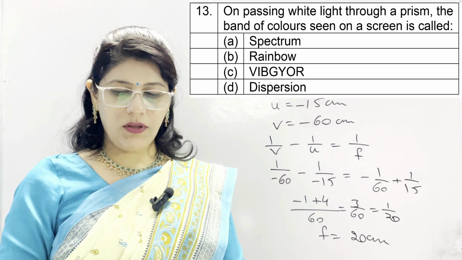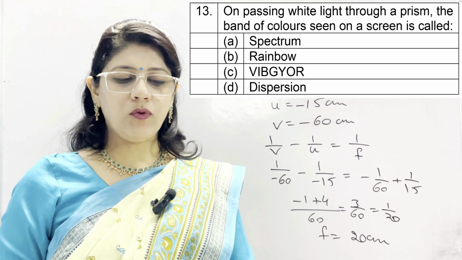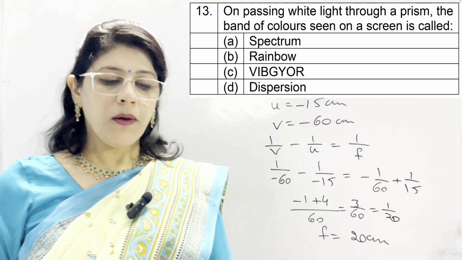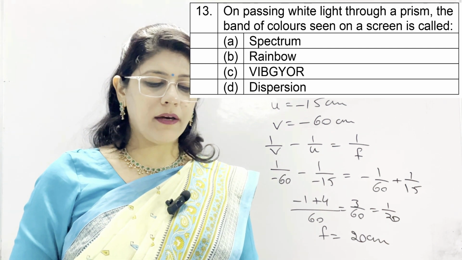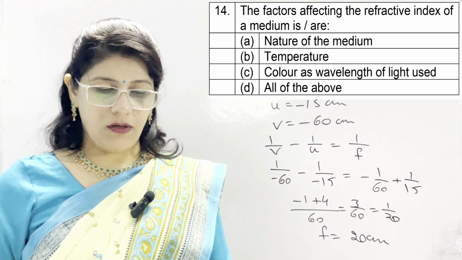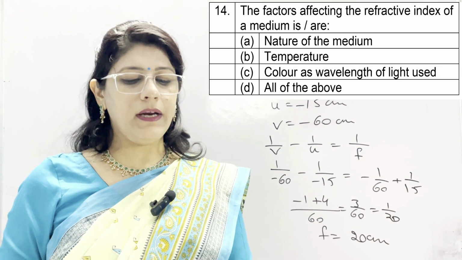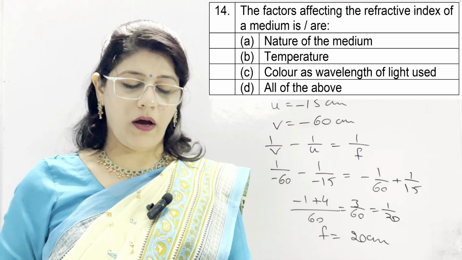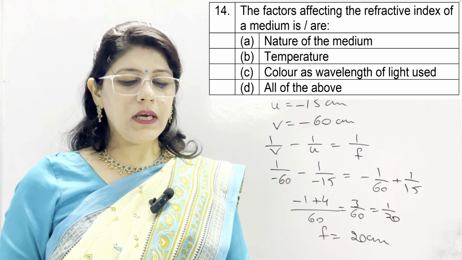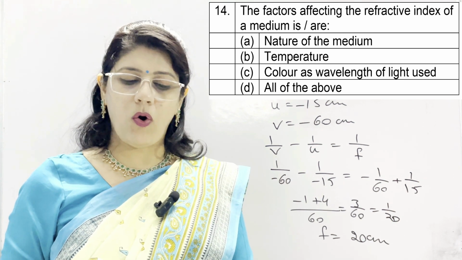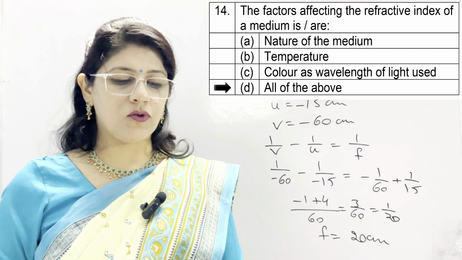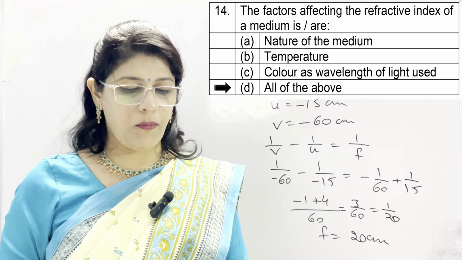Now coming to question number 13, on passing white light through a prism, the band of color seen on a screen is called A spectrum, B rainbow, C Vibgyor, and D dispersion, and the correct option is A, which is spectrum. Question number 14. The factors affecting the refractive index of a medium is or are. Options given are A, nature of the medium, B, temperature, C, color or wavelength of light used, and D, all of the above. And we know the refractive index depends on all these factors. So the correct option is D, which is all of the above.